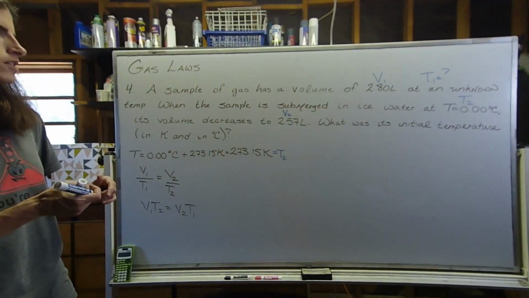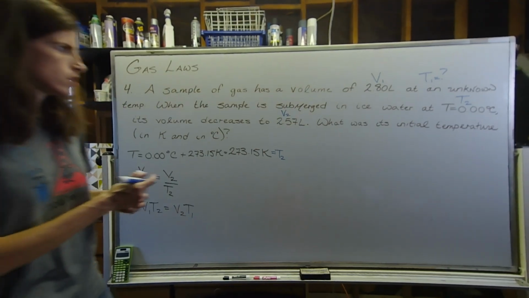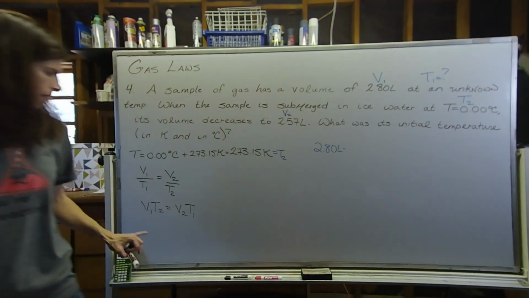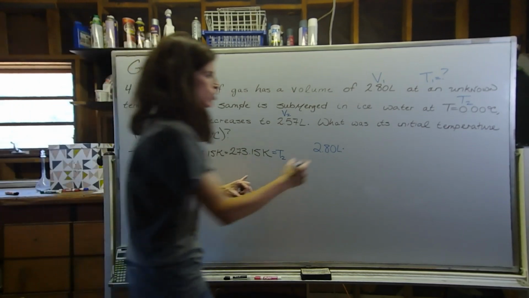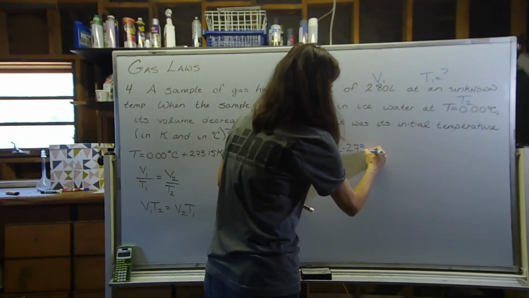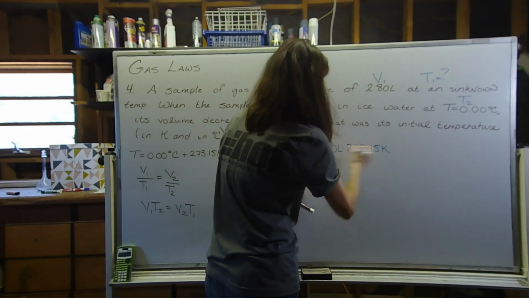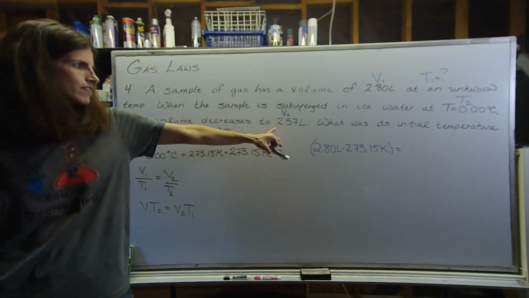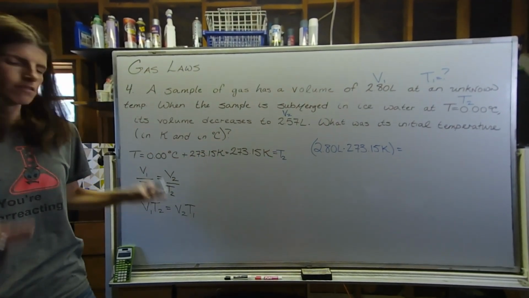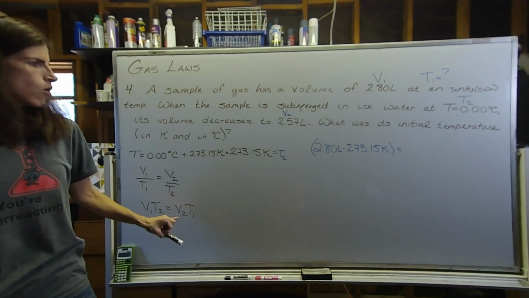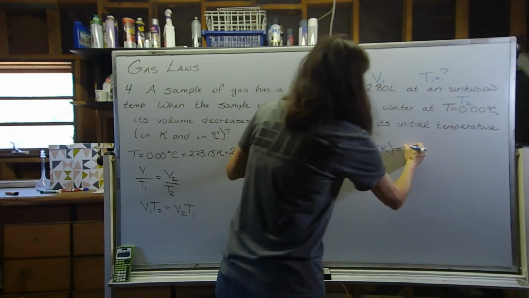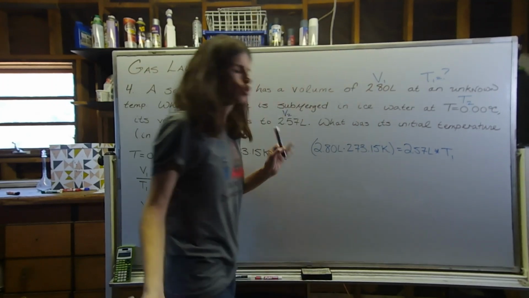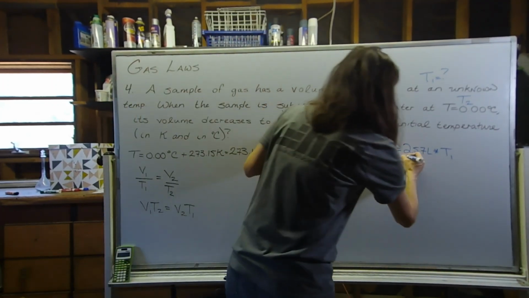So let me start plugging stuff in. So V1 is 2.80 liters, and I need to multiply that by T2, which is the 273.15 Kelvin, and that's going to equal V2, which we know it's the 2.57 liters. It's so helpful to label this stuff. It helps me when I get confused. So, and then we don't know T1. So I'm going to do 2.57 liters times T1. We're trying to isolate T1, so I'm going to divide both sides by 2.57 liters.